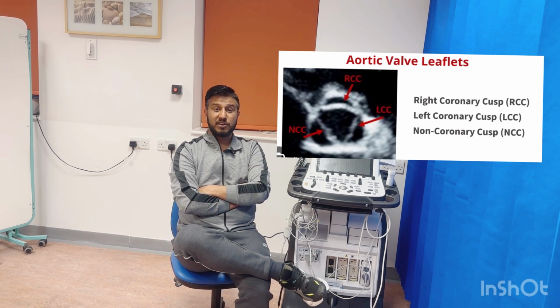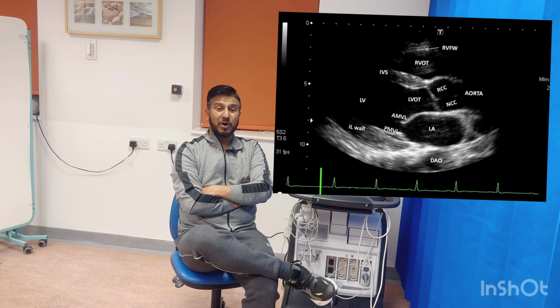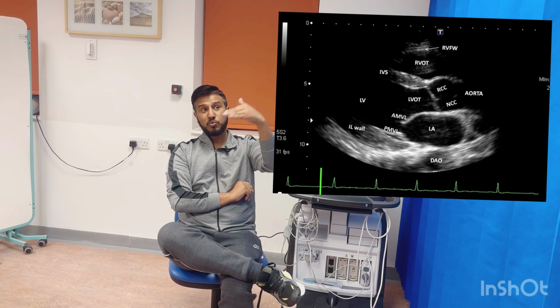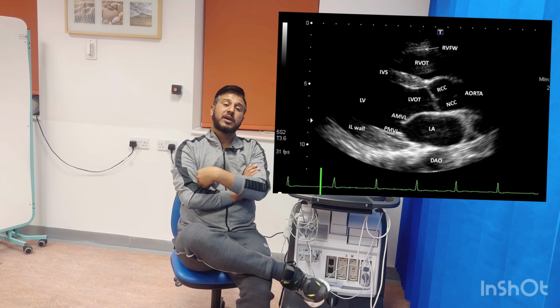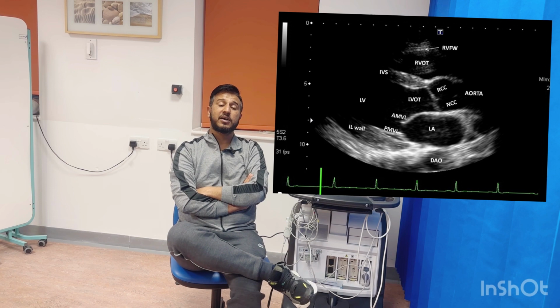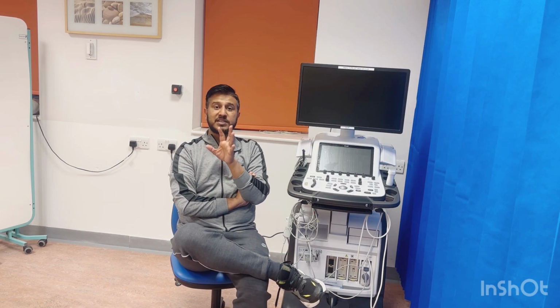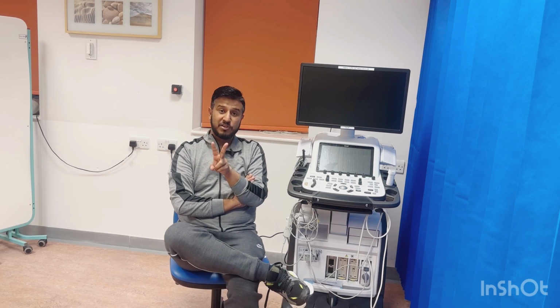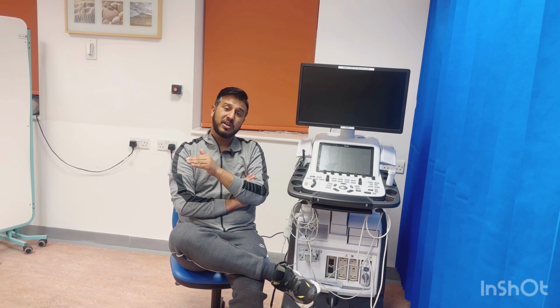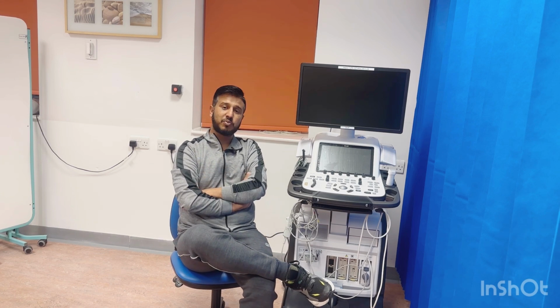You see it in parasternal short axis view. In parasternal long axis view you see only two cusps. One cusp, the upper one, okay, towards the right ventricle is the right coronary cusp, and the one towards the left atrium is the non-coronary cusp. So this is for the exam wise for the students. In parasternal long axis you will see only two cusps, right and non, and in short axis you will see all three cusps, okay. So that's one thing.